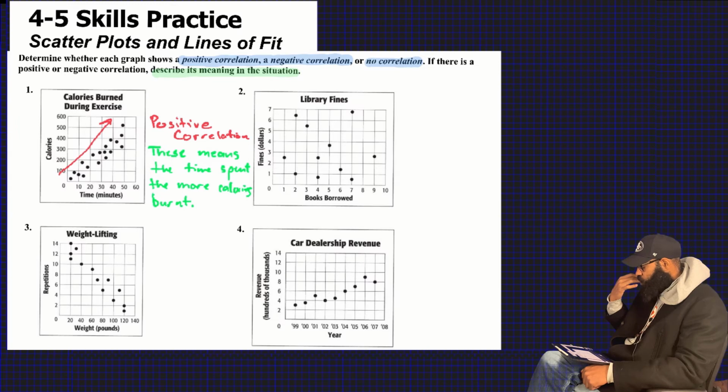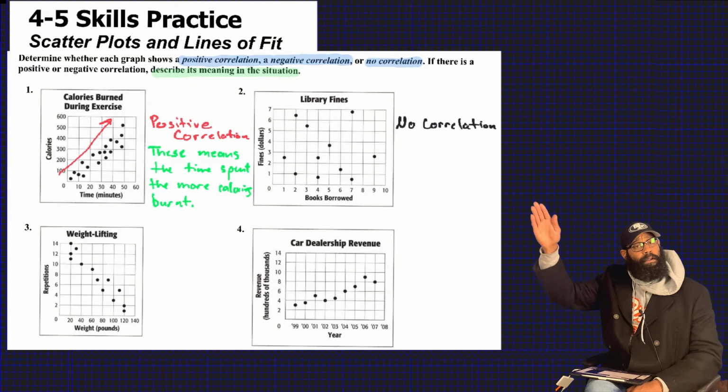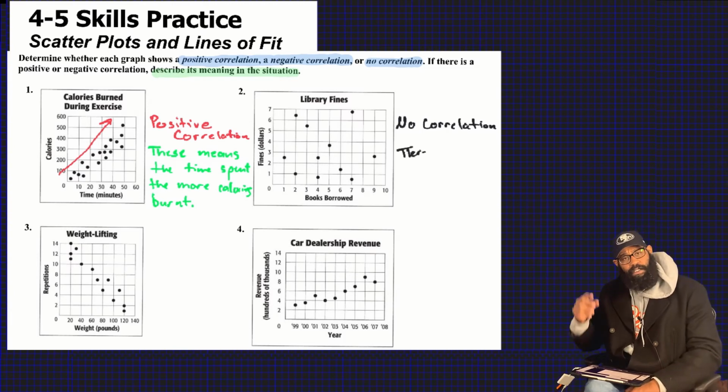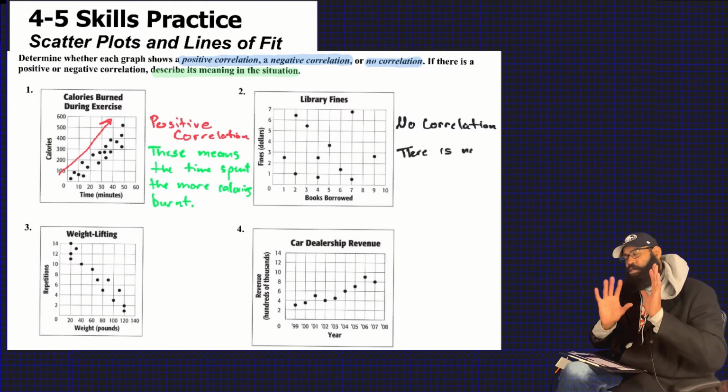How about the next one, number two? Number two says library fines. So my y-axis is dollars, fines, right? My x-axis, books borrowed. So I'm saying no correlation because they're all over the place. It's not looking like it's flowing upward. It's not looking like it's flowing downward. It's just points all over the place. So there's no correlation there.